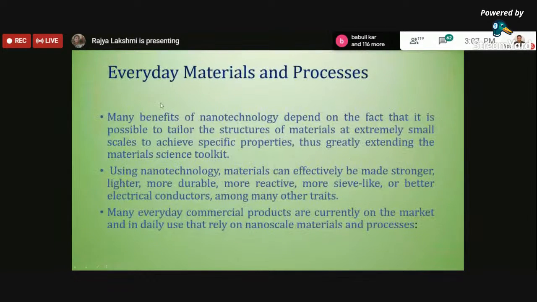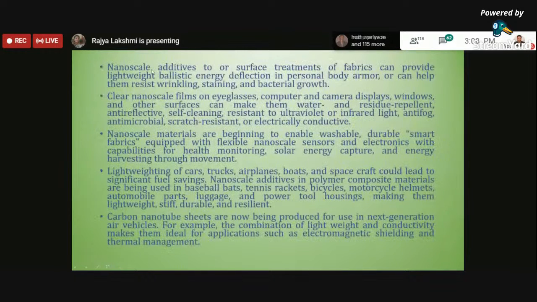And not only in particular industries, especially the manufacturing sector, even when it comes to day-to-day materials and processes, nanotechnology is greatly extending its benefits in the day-to-day materials we are using for various products. If you observe some of the examples, nanoscale additives or surface treatments of fabrics can provide lightweight ballistic energy deflection in personal body armor, and can help resist wrinkling, staining, and bacterial growth, especially in the fabrication industry.